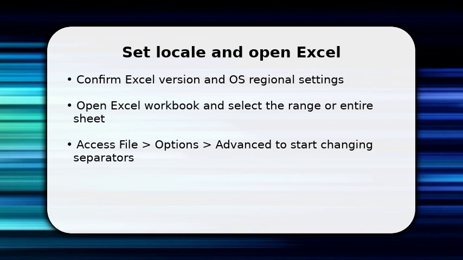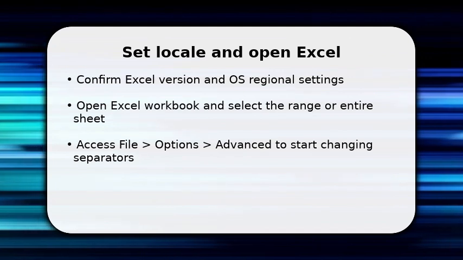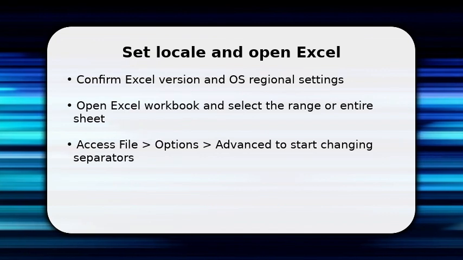Next, go to File, Options, and Advanced. This is where Excel keeps number formatting controls. Make sure to uncheck Use System Separators so you can specify your own characters. You're now ready to set the decimal and thousand symbols directly in Excel.